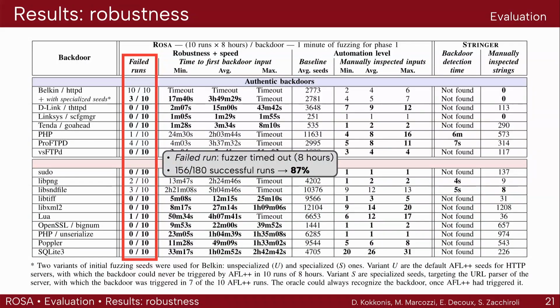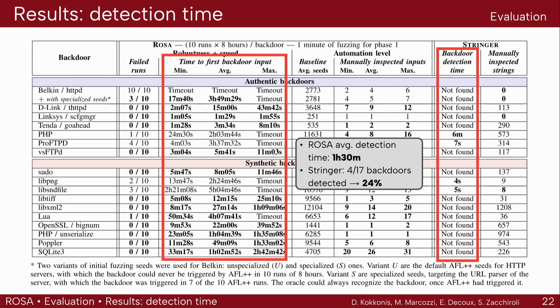First of all, fuzzing is non-deterministic, so you have to run it many times to see if you actually can detect things reliably. And we detect all backdoors in the benchmark with an 87% success rate. This is in line with most fuzzing approaches. It's actually a pretty good rate. Then in terms of time, it takes ROSA an hour and a half on average to detect a backdoor. This is largely due to the emulation overhead.